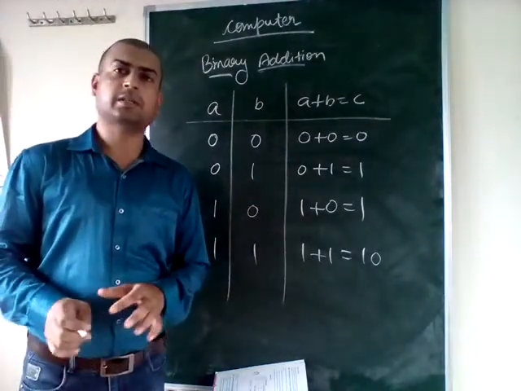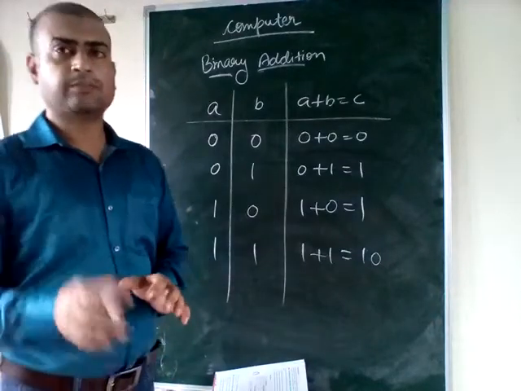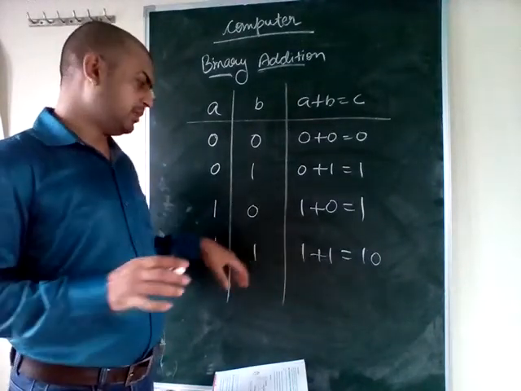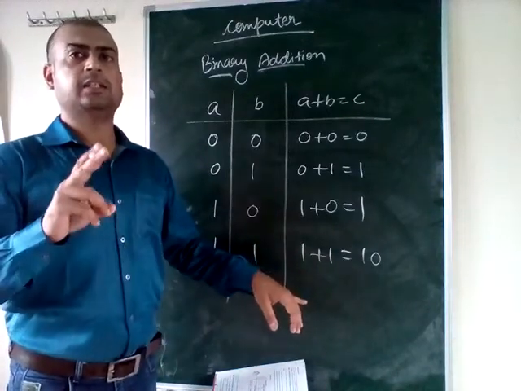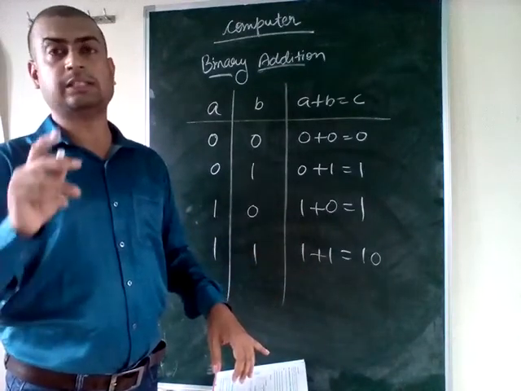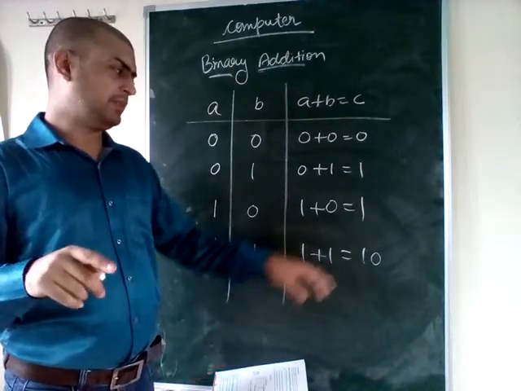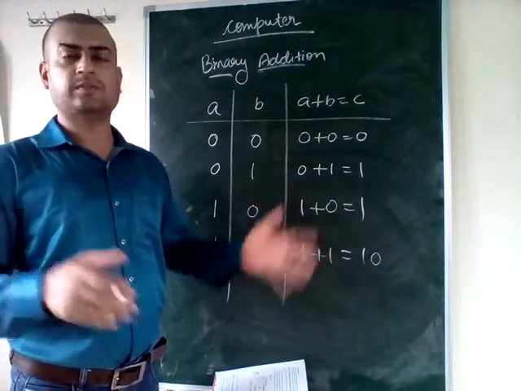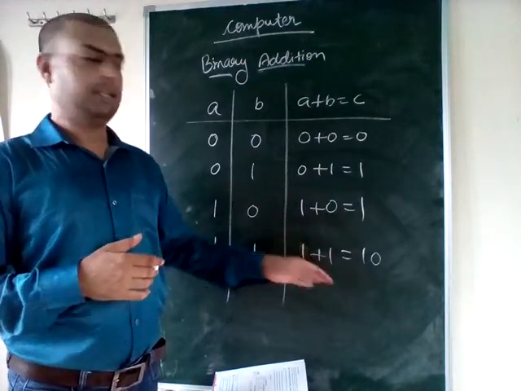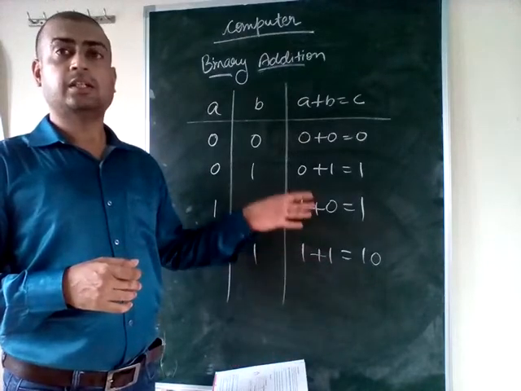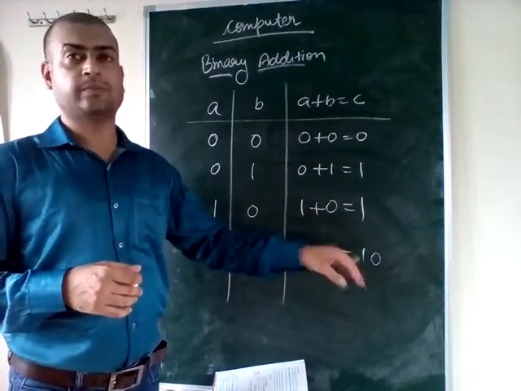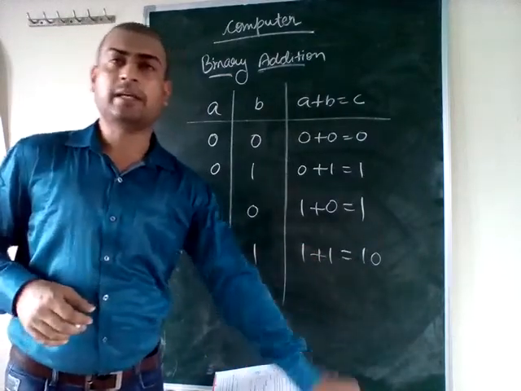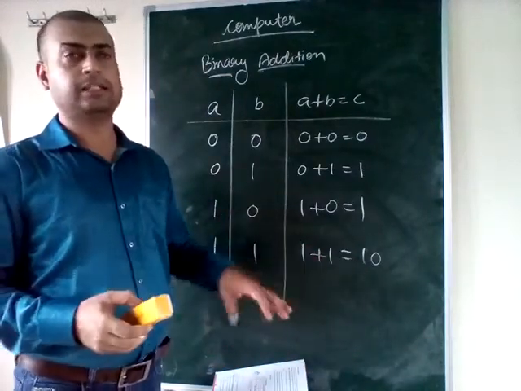How is 10 coming? 10 is coming only due to the representation. 1 and 1 makes 2, and the binary representation of 2 is 1 0. That's why we have written 10. So we should not read it as ten, we should read it as 2, written as 1 0. Now how will we apply this concept in binary addition?